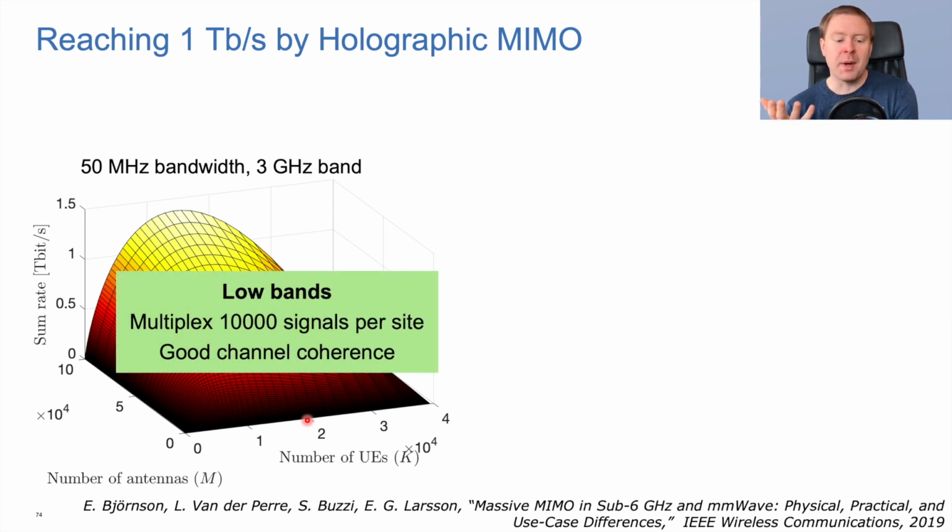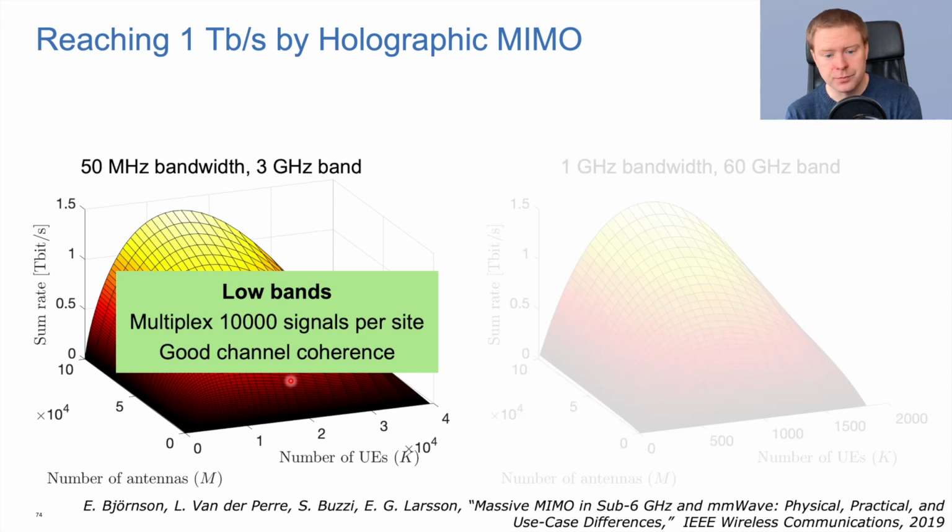So in these low bands here, we need to maybe multiplex 10,000 signals per site, and we probably need to utilize simple processing. Here I use maximum ratio processing, so it's the simplest type of method, and it still works out. And the good thing with being in low bands is that we have good channel coherence. The coherence time is long compared to other bands, so that's why we can serve so many users and learn their channels at the same time, as long as they are low mobility users.